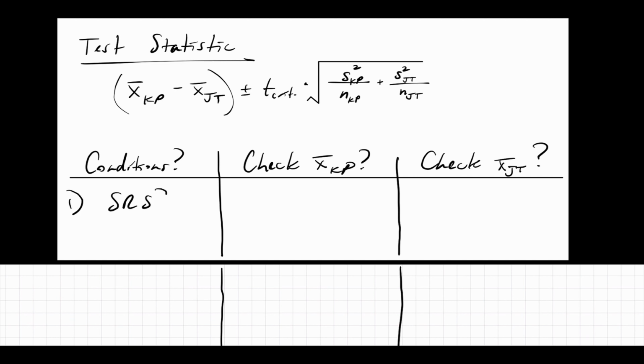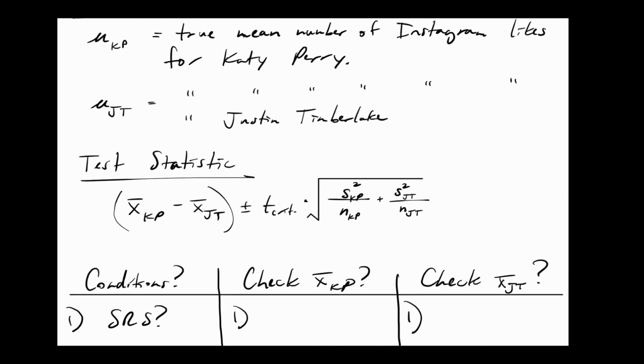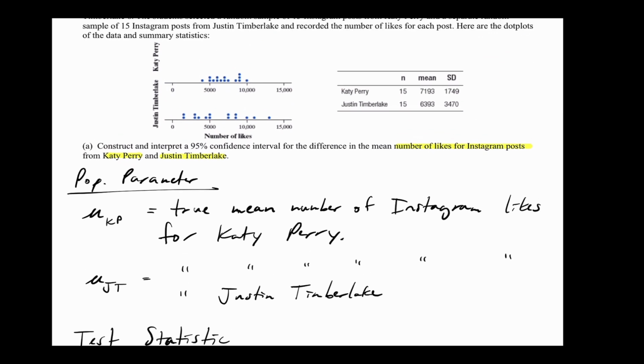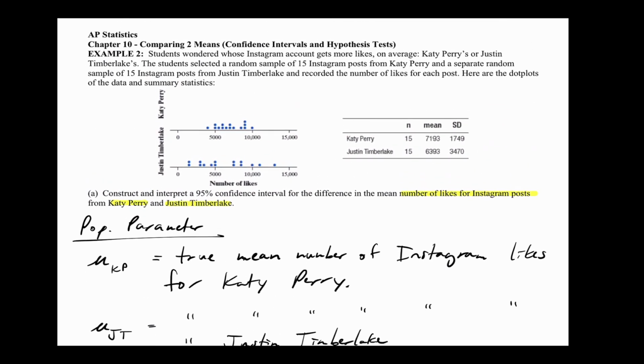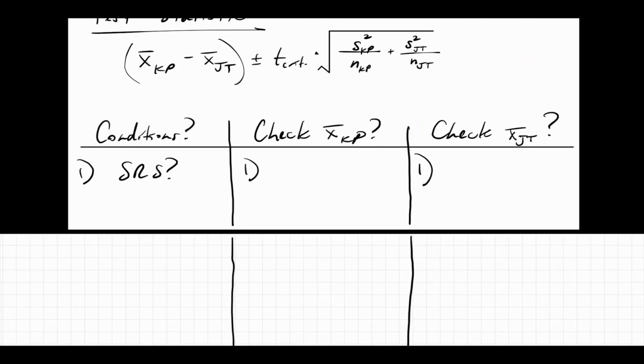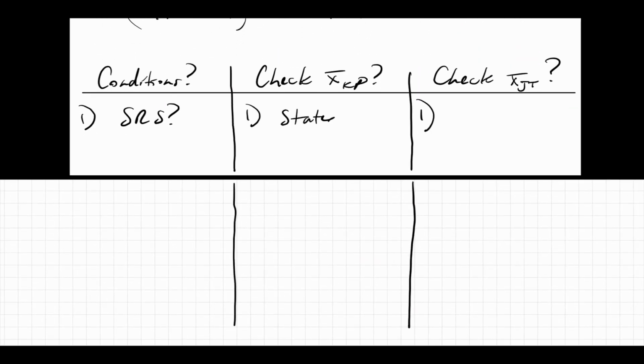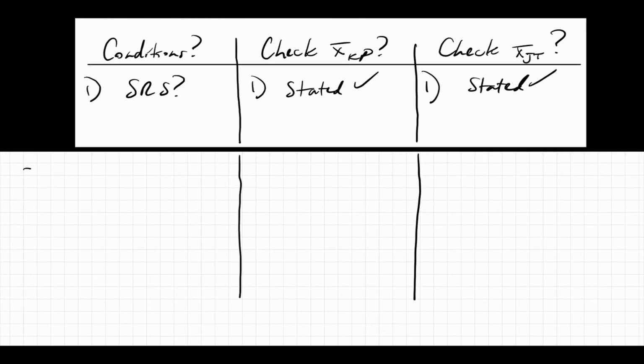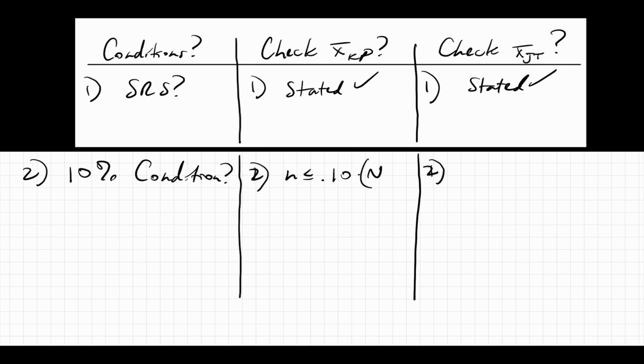Okay, so one is SRS. How was that gathered? It says a simple separate random sample, so it's stated. Okay, 2 is the 10% condition. N is less than or equal to 10% of big N.